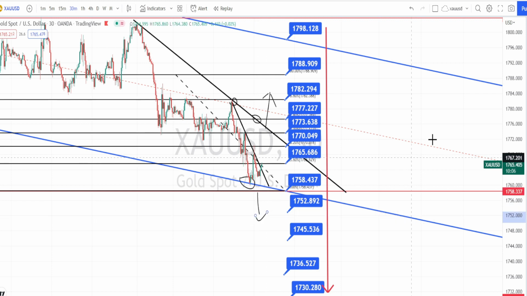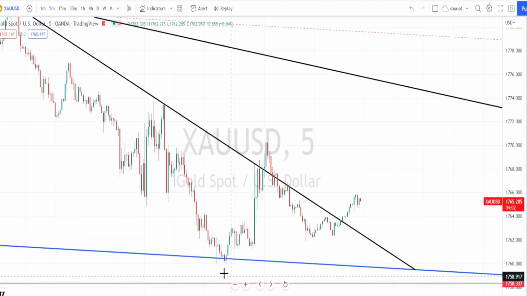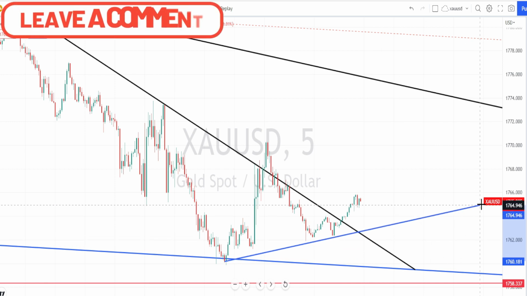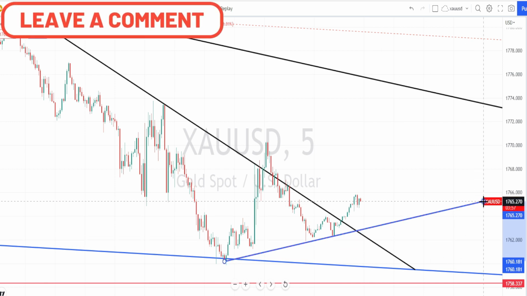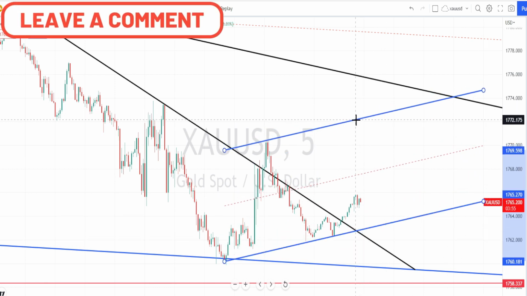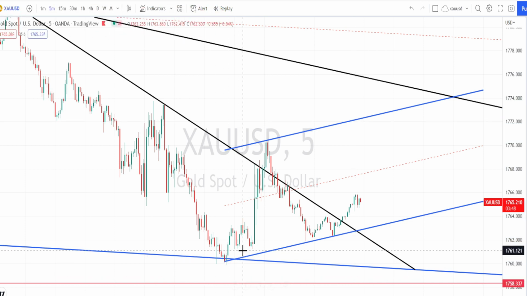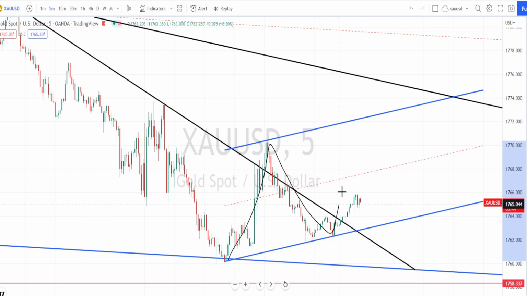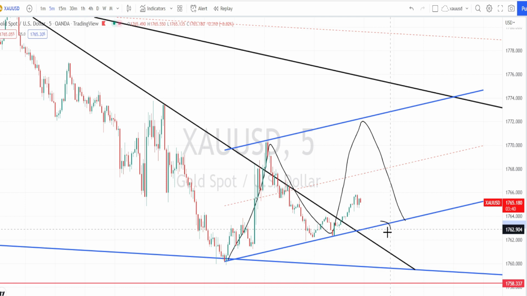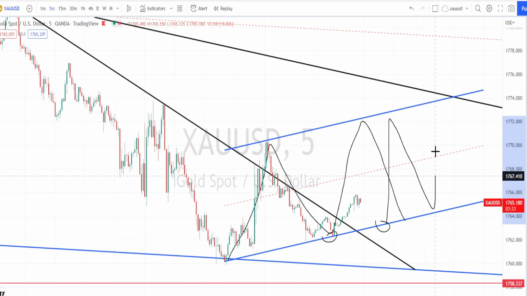Let us do the analysis in the 5 minutes time frame. I am in the 5 minutes time frame now. For the 5 minutes time frame, I am drawing a trend line or a support line and a resistance line also. And the current price action in the 5 minutes time frame is trading within a bullish channel pattern. And if the price action doesn't break this trend line or the support line, we can expect the bullish trend to continue in the 5 minutes time frame.